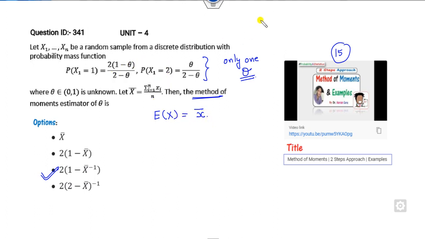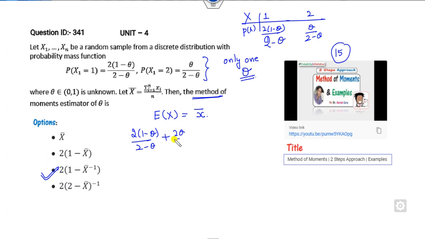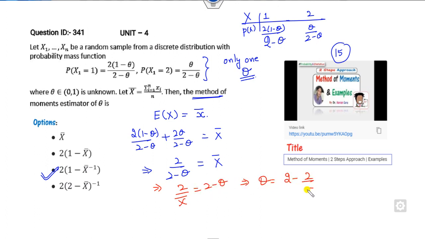So what is the expected value of this? You can see the distribution consists of the 2 points 1 and 2. What is the expected value? This is the x, this is the p(x). So you can multiply them. It's 2 times plus 2 times here. So what is the answer of this? It's 2 over, this is X bar. So you can see that 2 over X bar is 2 minus theta. So what is the value of theta? 2 minus 2 over X bar is the right answer of this problem.